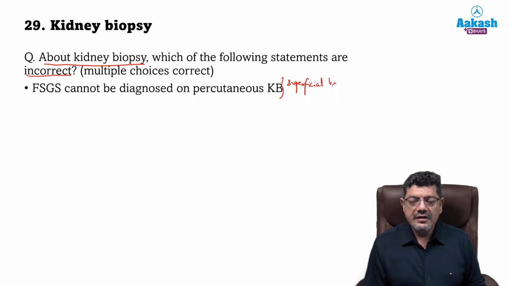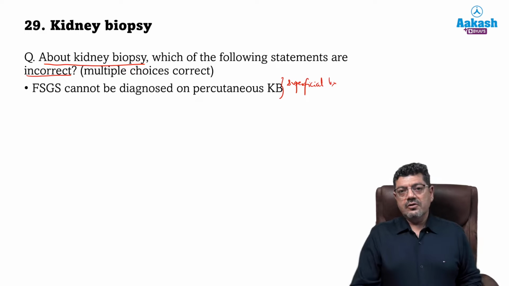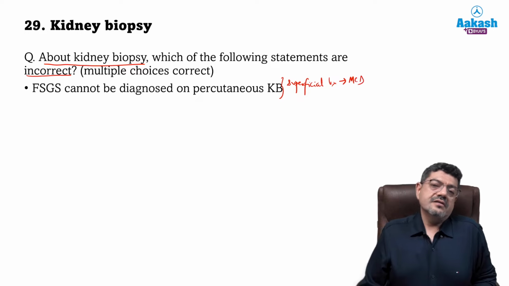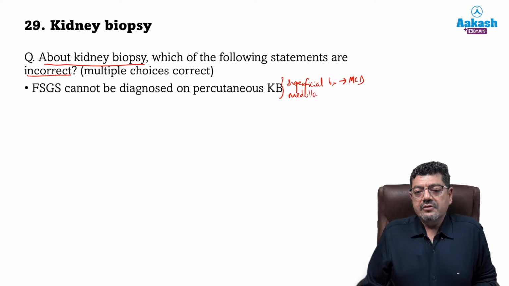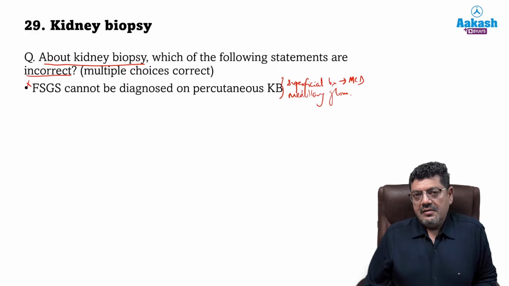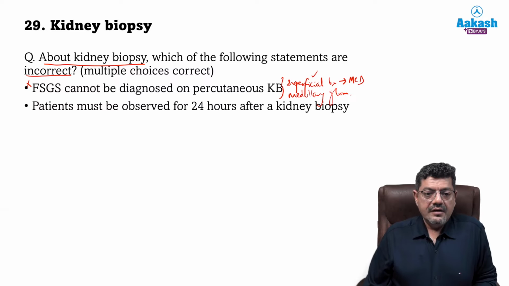right? If you take a superficial biopsy, you get normal glomeruli, and you might think your patient has minimal change disease. So you need medullary glomeruli. You need to take a deep biopsy, right? So this is definitely wrong. FSGS can be diagnosed on percutaneous biopsy, but I also told you that it should not be a superficial biopsy, right?